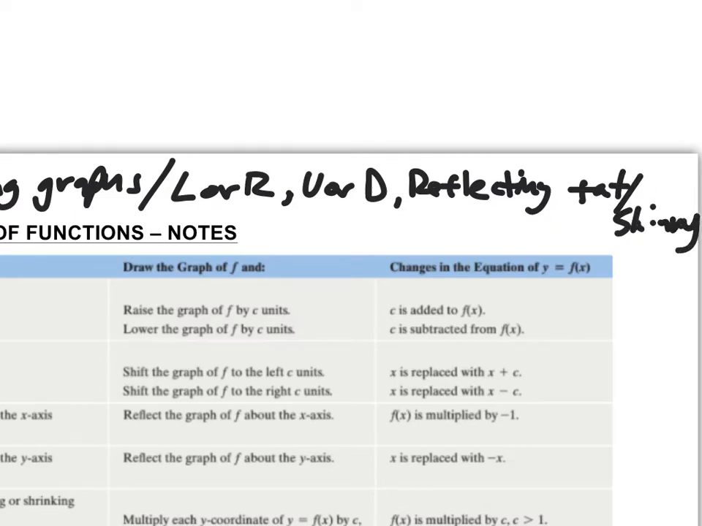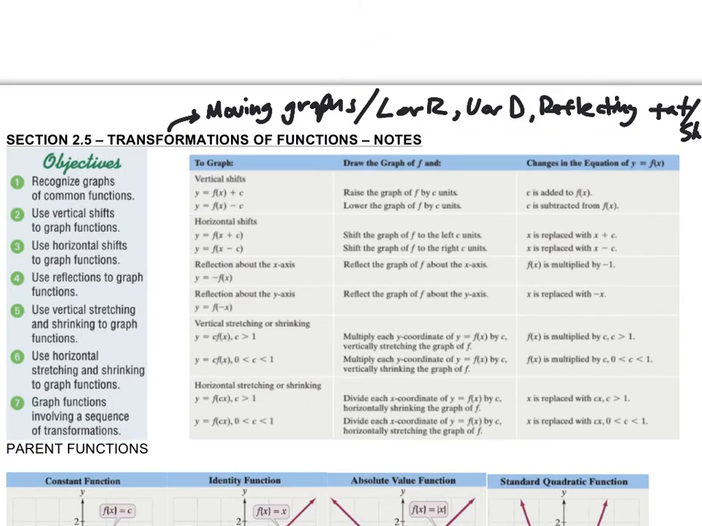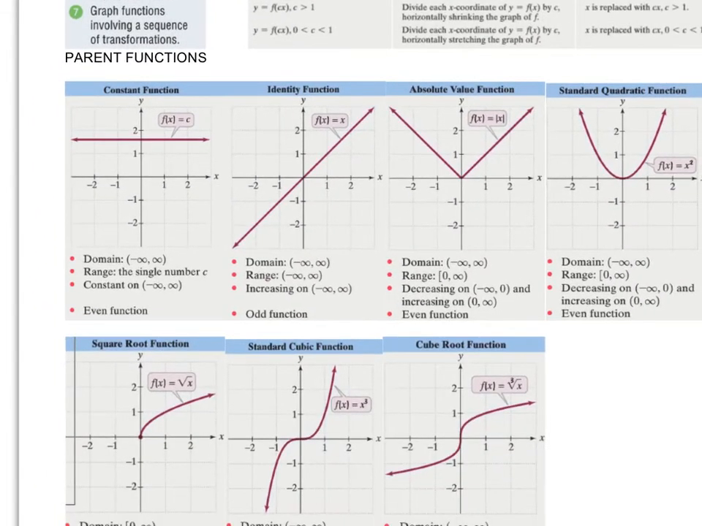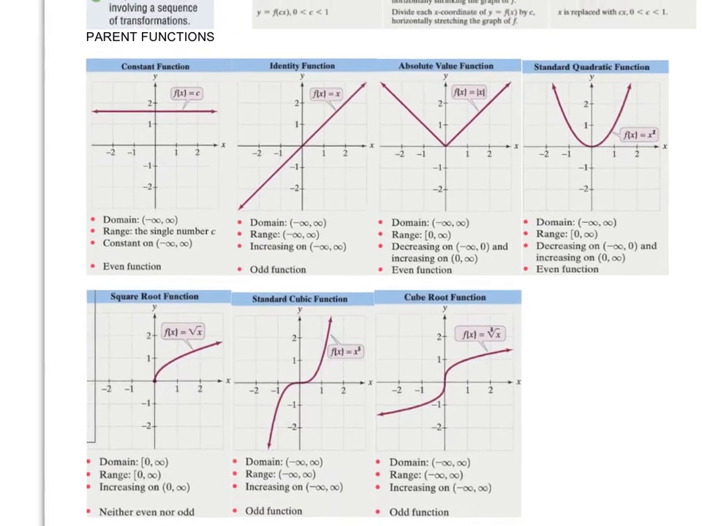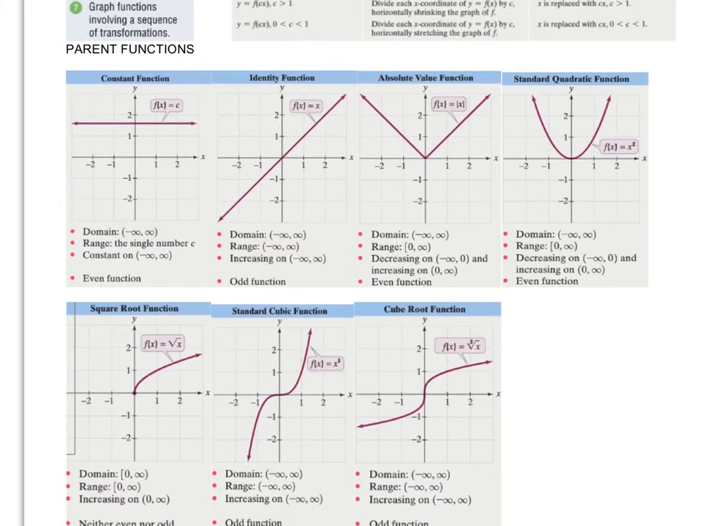So we've got all these different rules that I've got on your notes on how this all works, okay? So you've got vertical shifts, horizontal shifts, reflections, and then vertical stretching. So that's what I did: left or right, up or down, reflecting, and making it fat or skinny. The first thing that we have to understand are your basics in parent functions. You have a constant function, a linear function, absolute value, standard quadratic, square root, cubic function, and a cube root function. These are all functions that you do really need to know by heart, just kind of what they look like as basics.